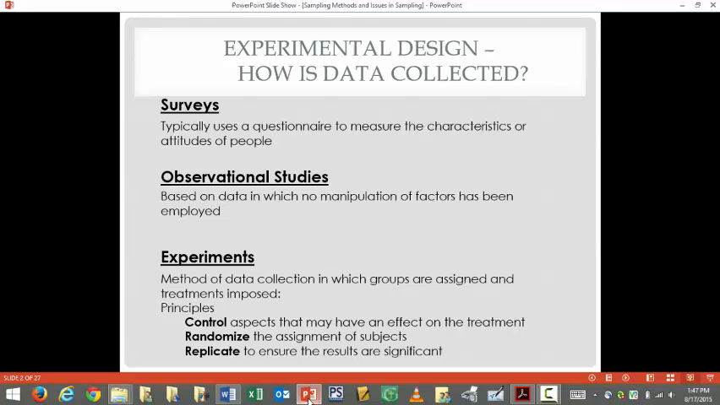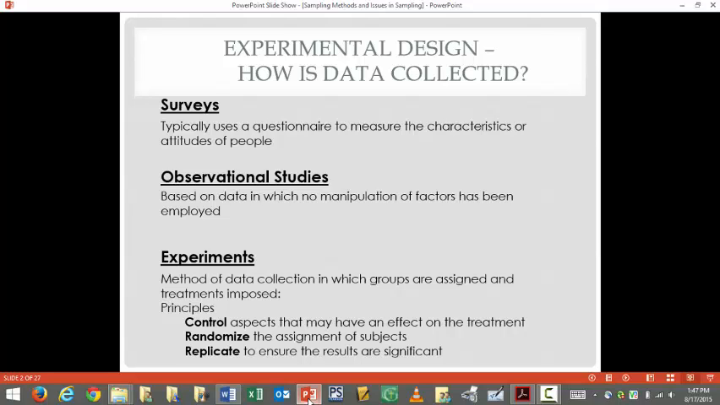There are three big principles to any kind of experiment. We want to control the aspects that may have an effect on the treatment, maybe that are beyond what we're interested in measuring. So for example, in some kind of medical study, maybe they're worried about gender being an issue. Maybe females react differently than males, and so they try to control that somehow.